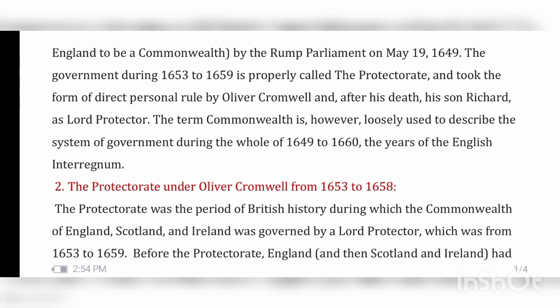The government during 1653 to 1659 is properly called the Protectorate and took the form of direct personal rule by Oliver Cromwell and, after his death, his son Richard as Lord Protector. The term Commonwealth is, however, loosely used to describe the system of government during the whole of 1649 to 1660, the years of the English Interregnum.